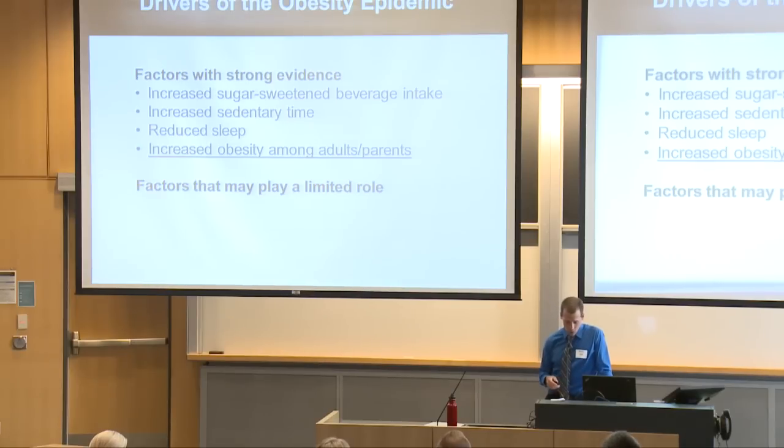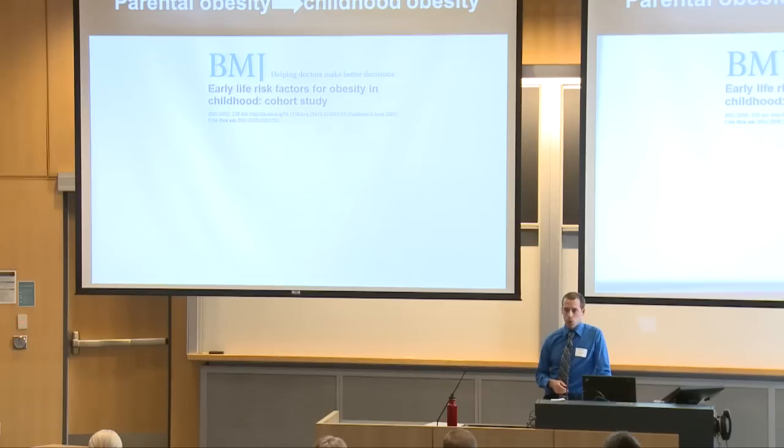So the final key driver of the obesity epidemic is increased obesity among adults and parents. I know this one's a bit strange since we can't really target it as easily, but it seems to be a very important driver of the childhood obesity epidemic. One of the biggest risk factors for childhood obesity is whether or not their parents are obese.